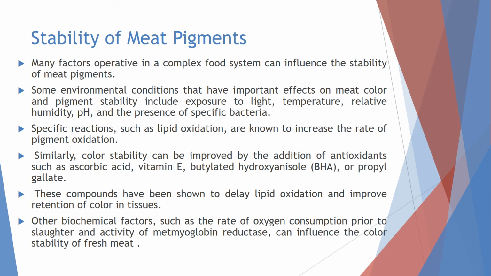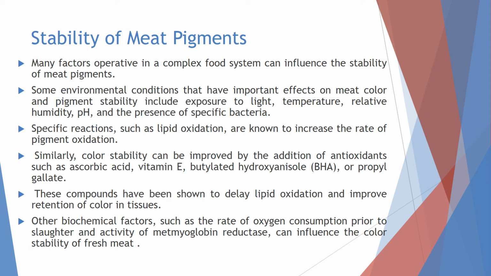Let's move on to the stability of the meat pigments. As we saw, there are many factors that influence the stability of meat pigments. For example, exposure to light, temperature, relative humidity, pH, and the presence of specific bacteria. Specific reactions such as lipid oxidation can also increase the rate of pigment oxidation.